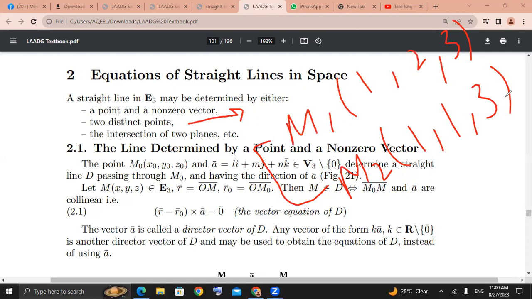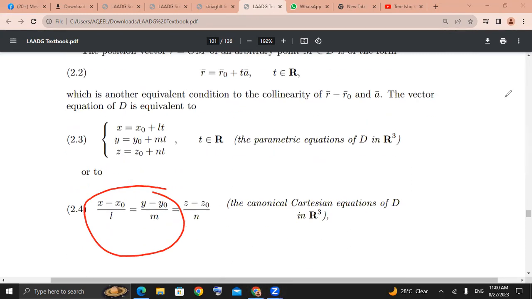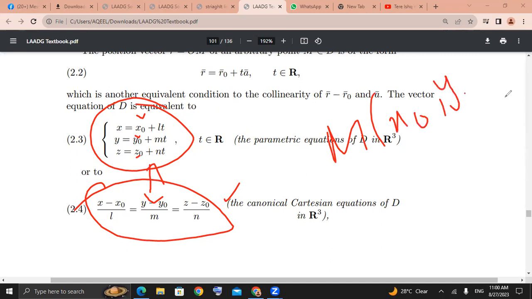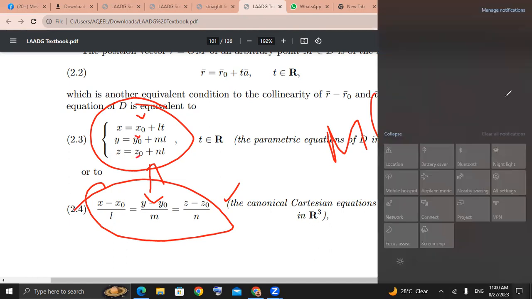So always remember, to find the equation, this is the general form of the equation of a straight line. This form is known as the parametric form, and this form is known as the Cartesian form, or canonical form. Now, how can we generate this? Here, x naught, y naught, z naught is the point. As I told you, it's 1, 2, and 3, let's assume, is given. Then this is x naught, y naught, and z naught. Is it clear? Yeah.